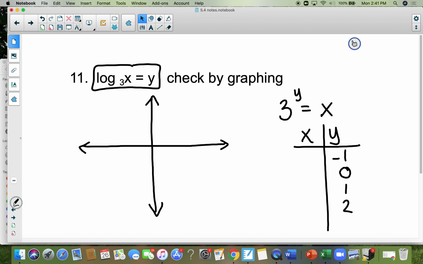When y is a negative 1, you get 3 to the negative 1 power, x is 1/3. 3 to the 0 is 1, 3, and 9. And if you graph it, x is 1/3 and down a negative 1, 1, 0, 3, 1, 9, 2, and it looks like that. Make sure you put a vertical asymptote on there.